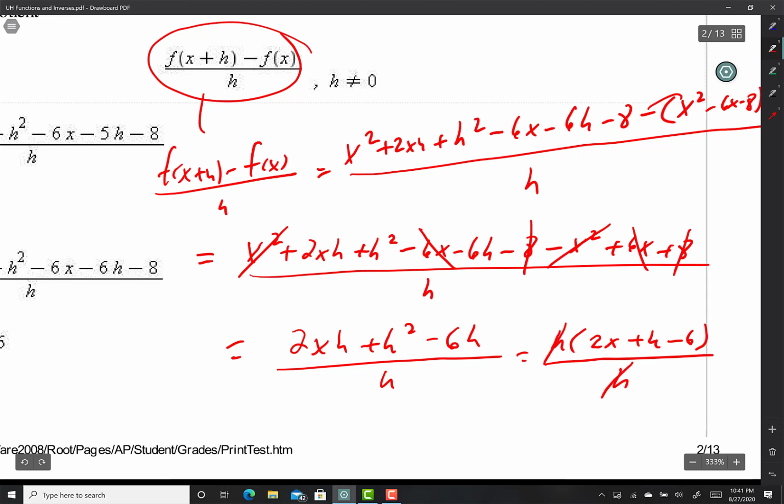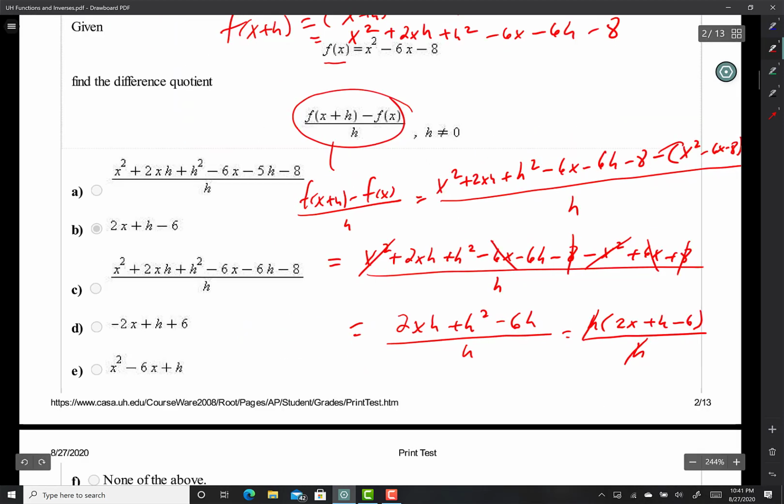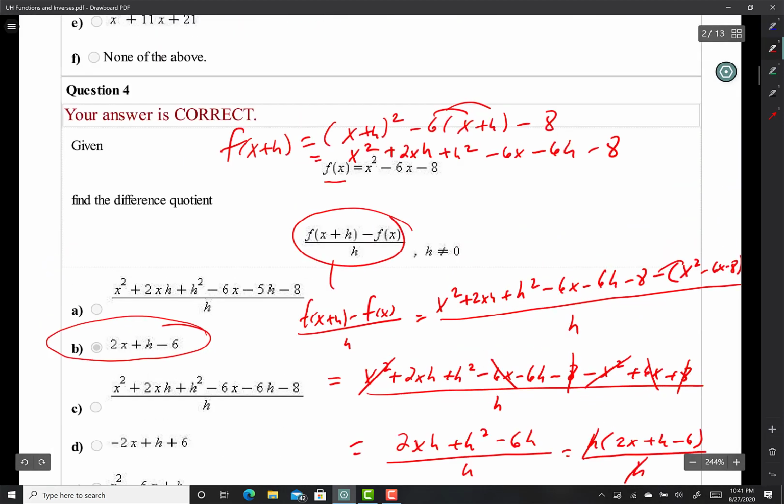And then those h's cancel out, and you have 2x plus h minus 6. So that's what we're going to look for. Right there. Well, you got it right. Yay.